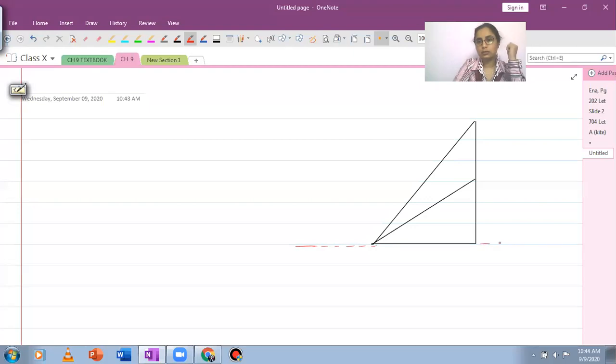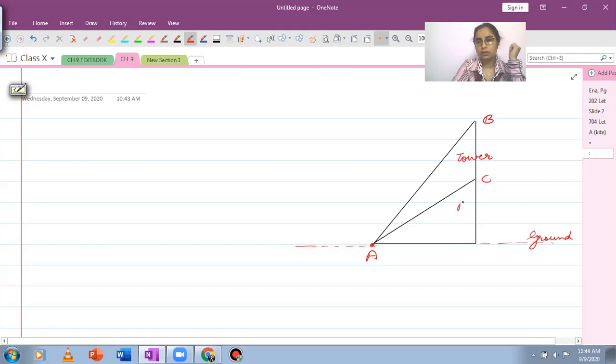So this being the ground level, this is the point of observation. This is the tower, and CD be the building. The height of the building is given as 20 meters, and this is the bottom of the tower. C is the bottom of the tower, B is the top of the tower. When observed, the angle for the base is 45 degrees and for the top it is 60 degrees.